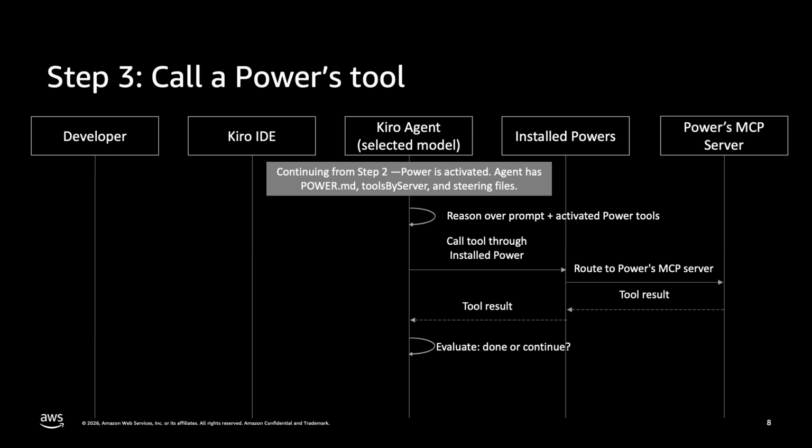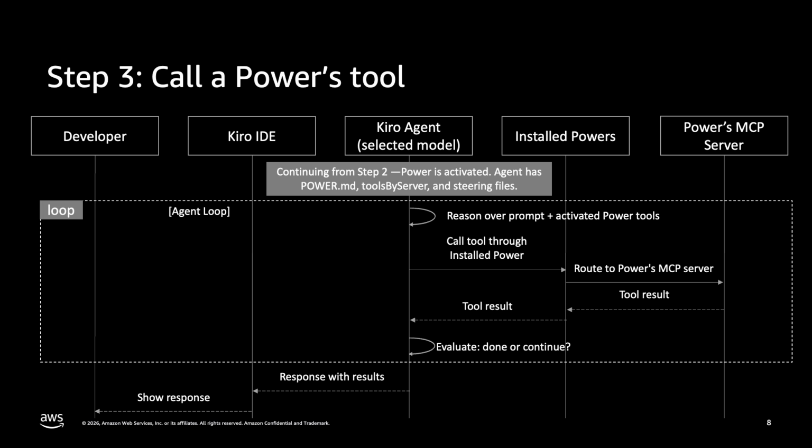The agent gets the tool result back and evaluates whether it has enough to respond or needs to make another call. This is the same agent loop you would see with any tool: reason, call, evaluate, continue, or respond. The only difference, however, is that these tools are loaded on demand when the power was activated, not sitting in context from the moment you open Kiro.